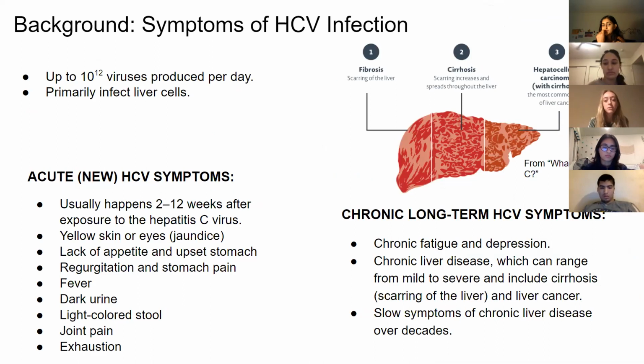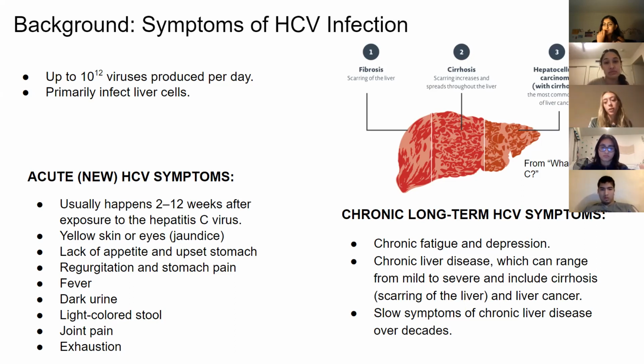So as far as acute symptoms go, basically all the symptoms of liver damage and jaundice. It starts about 2 to 12 weeks after the HCV virus enters the body, which is a pretty long time as far as viruses go.